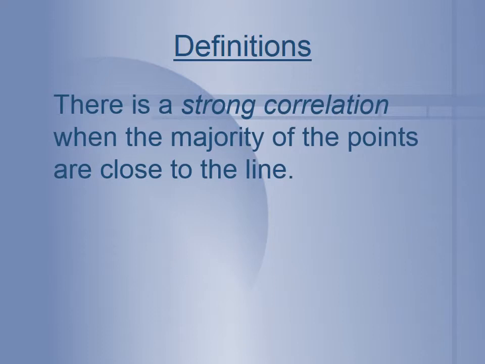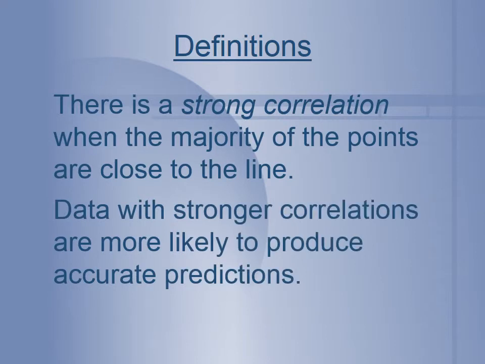There is a strong correlation, we call it strong, when the majority of the points are close to the line. So if you have a big clump against the trend line, and they're all really close against the trend line, it's strong. They're together, they're united. So data with stronger correlations are more likely to produce accurate predictions. If we are closer to our data points, we're going to be closer to saying the truth.